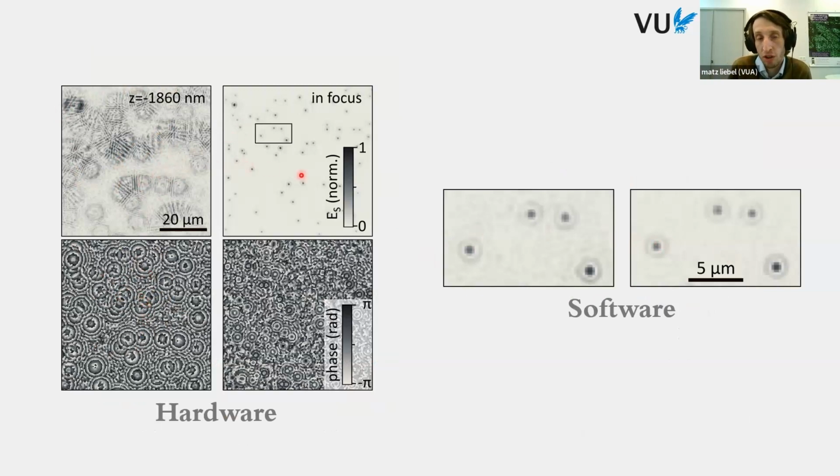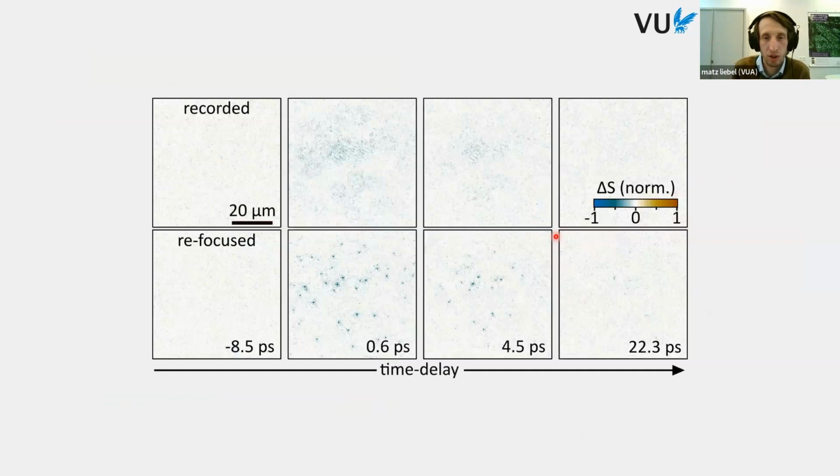You can then computationally refocus this. So you have a nice hardware refocus, where you move your microscope focus, or you can take this hologram and simply use the computer to refocus. And you see, you get the same result. So on the right is the hardware focus. On the left is the software focus. And this works both for the standard scattering, as well as for the phototransient imaging.